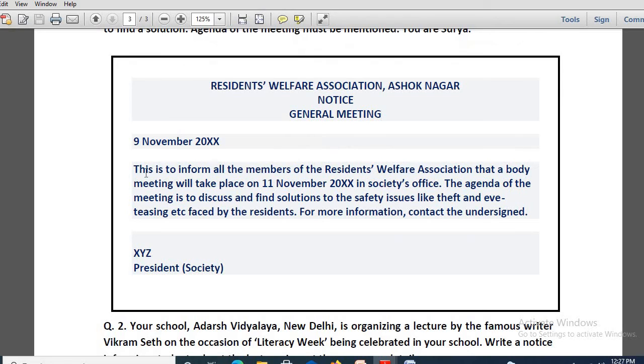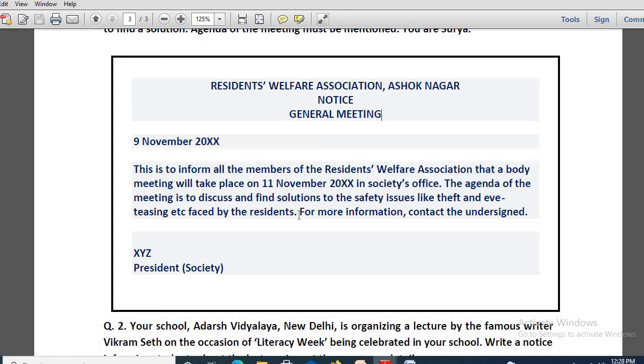Then: this is to inform all the members of the Residents Welfare Association that a general body meeting will take place on 11th November in society's office. The agenda of the meeting is to discuss and find solutions to the safety issues like theft and eve-teasing etc. faced by the residents. So very simply and to the point, what is the agenda of that general meeting where all the members of the society will assemble together? That one has to be mentioned.